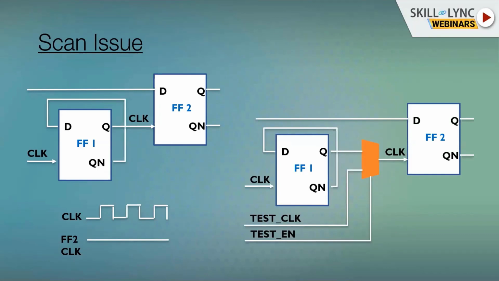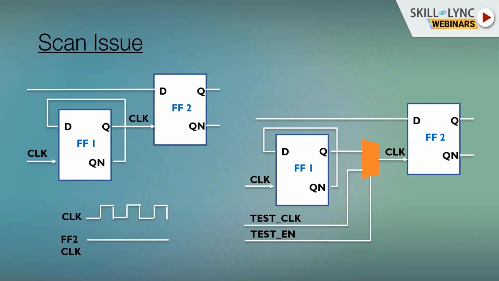But what happens over here is that as it is fed from the output of a flip-flop, it will be a constant value, either 1 or 0. Due to this, the second flip-flop will not work. It will receive a high or a low level, so it will not change the D input until flip-flop 1 changes. So let's see how the DFT engineer resolves this issue.